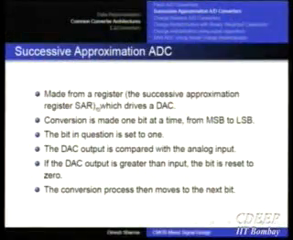So it's made from a register, an SAR, which drives a D2A converter. You can make conversions 1 bit at a time. That's the only way you can do it. Go from most significant to less significant bits. And the current bit which is being evaluated, in the first case the most significant bit as we had said, is unconditionally set to 1.